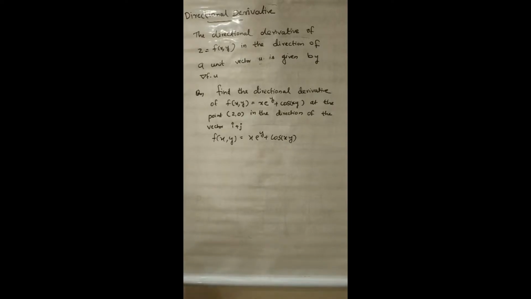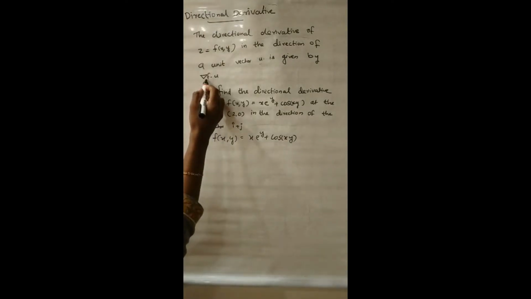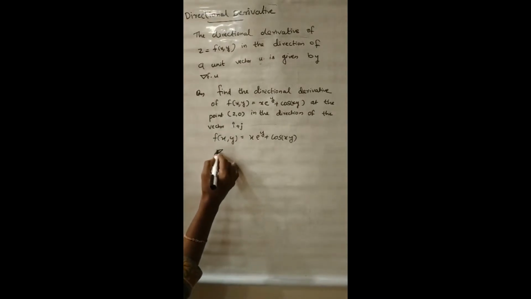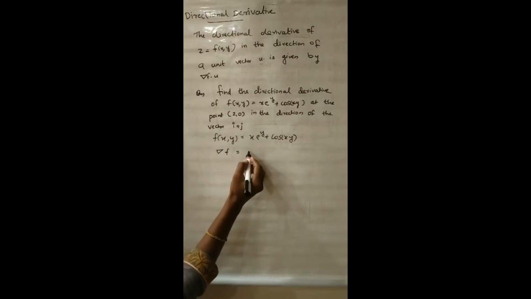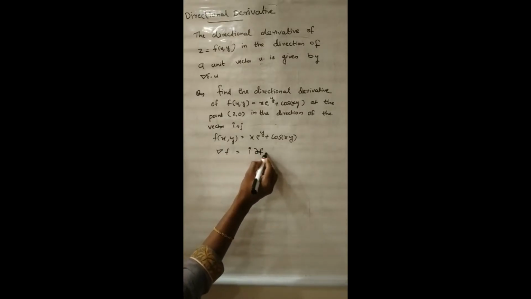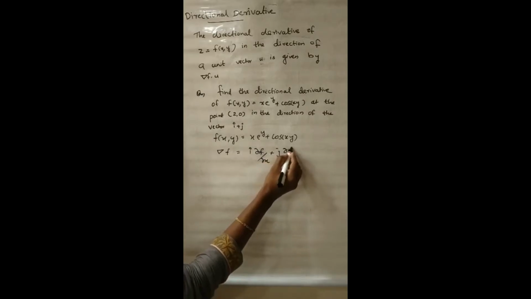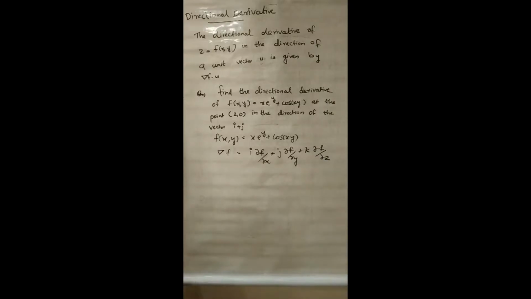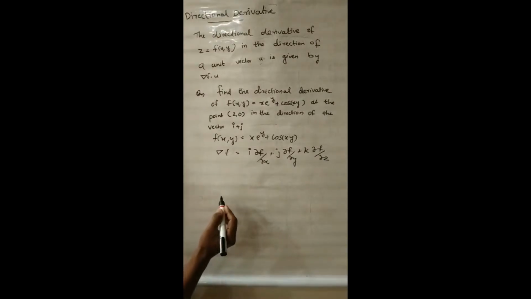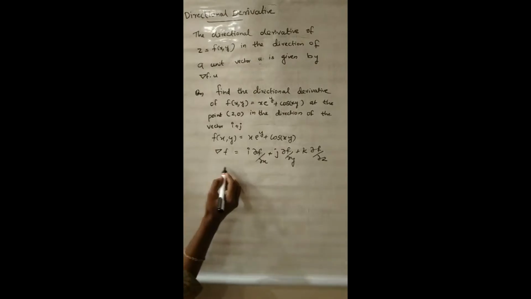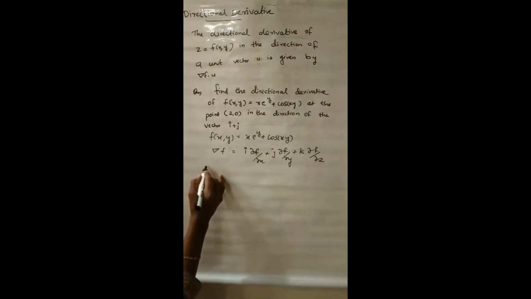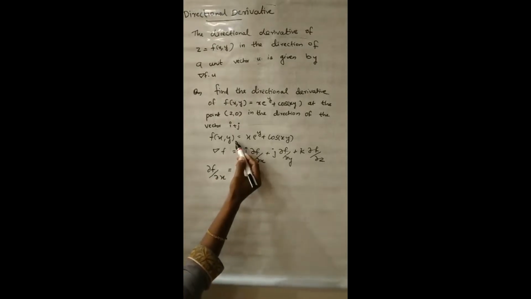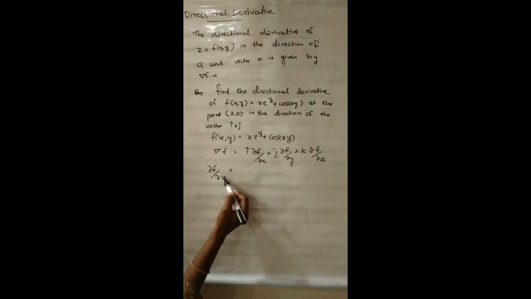To find the directional derivative, first we have to find the gradient of f. The formula is del f dot u. So first find del f. The gradient of f we find by the formula i dou f by dou x plus j dou f by dou y plus k dou f by dou z. So for that, find dou f by dou x. Dou f by dou x is the partial derivative of this function f with respect to x.